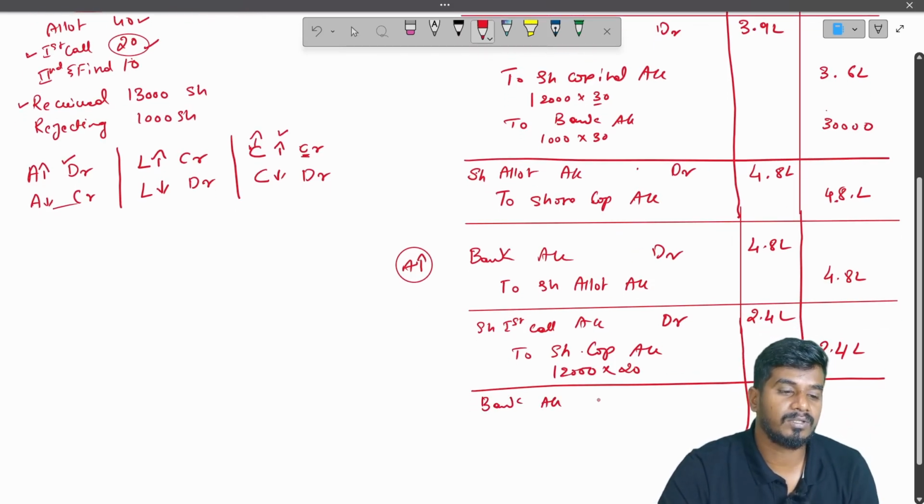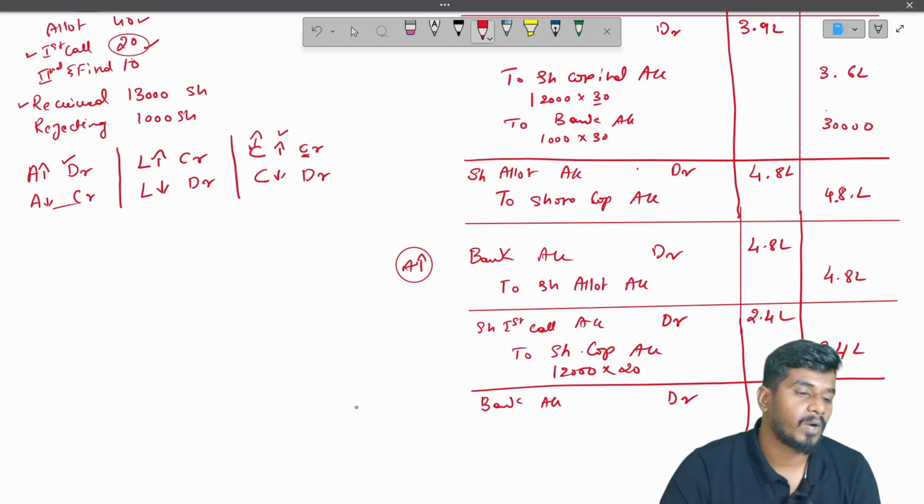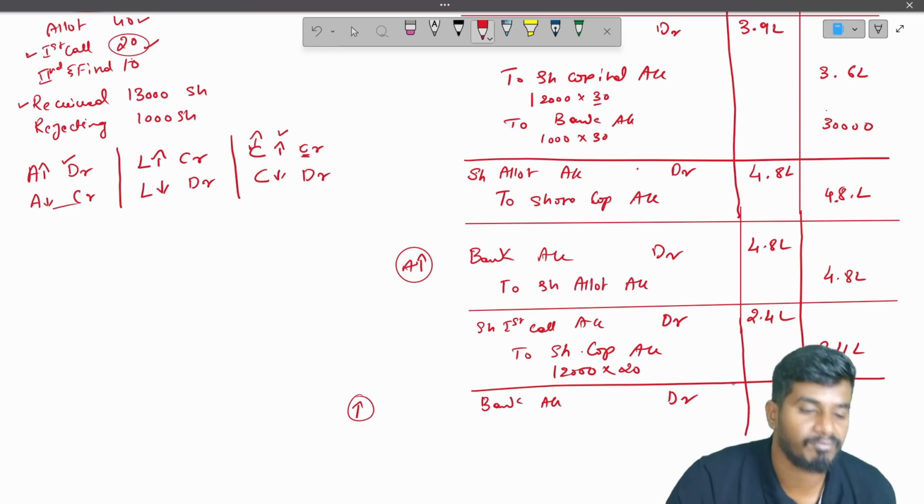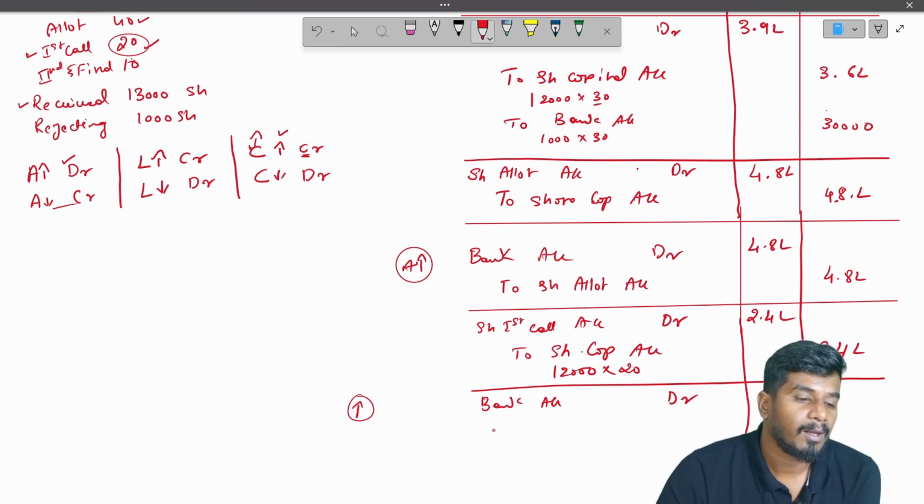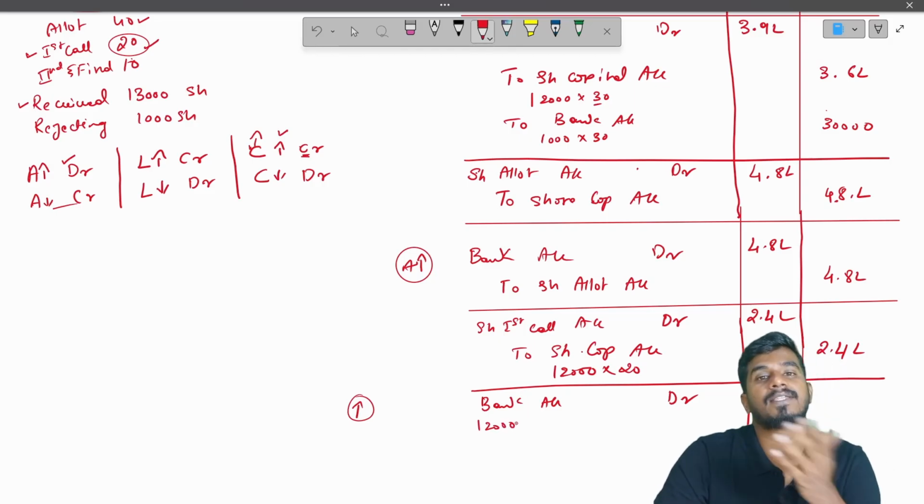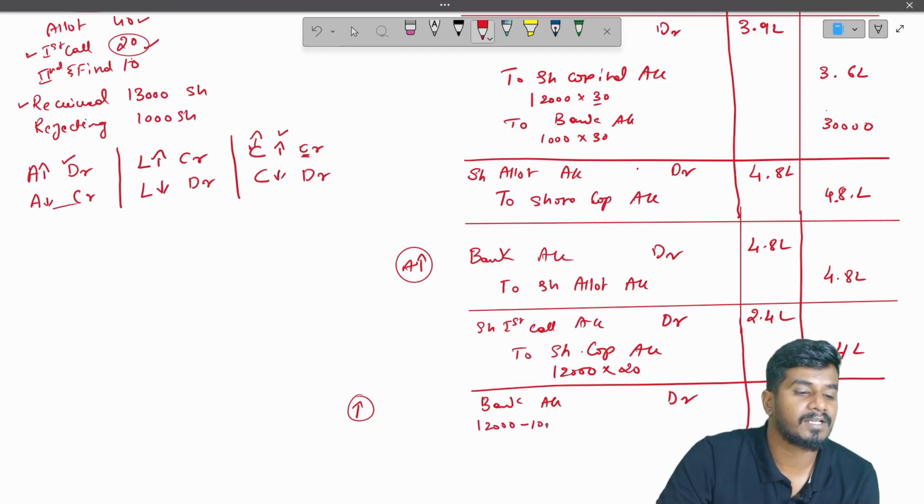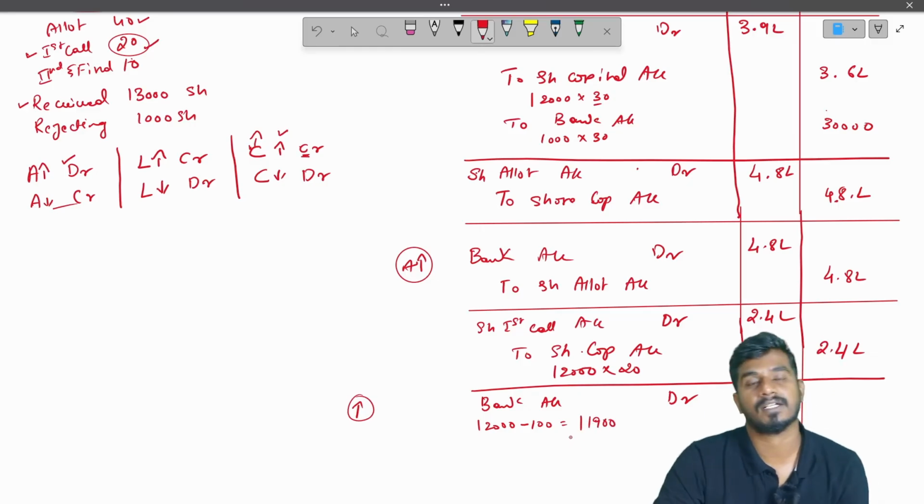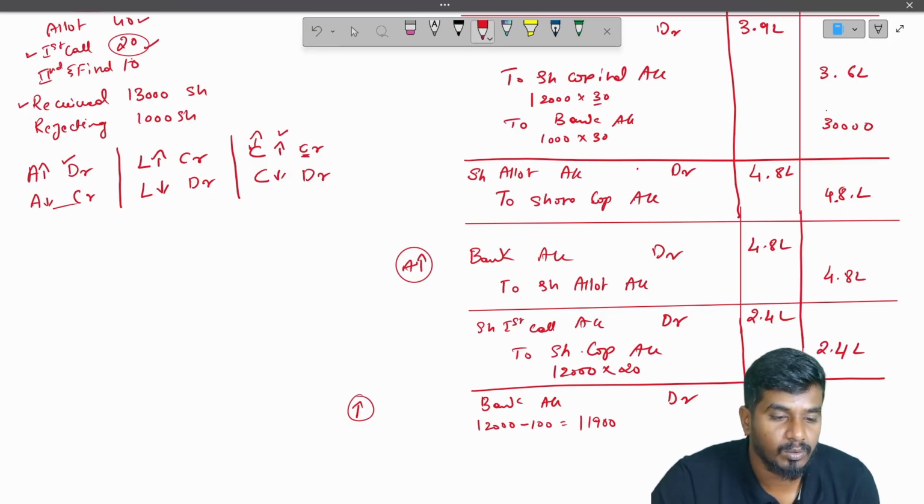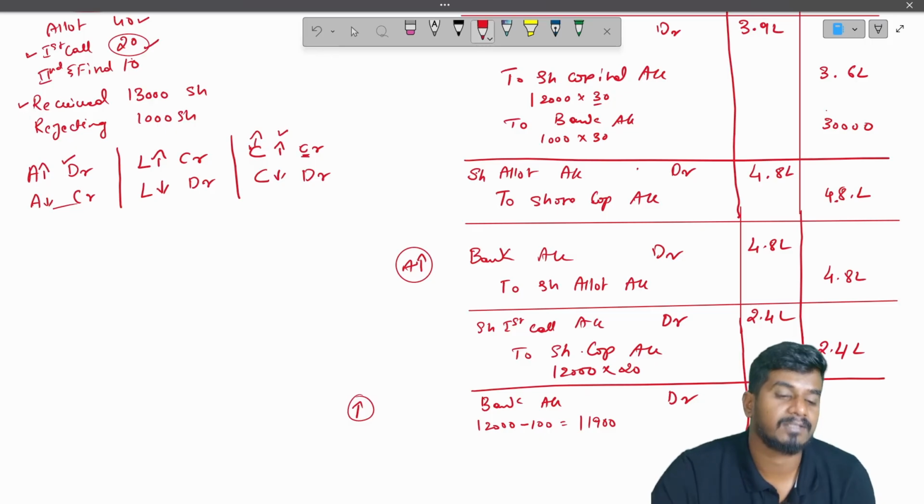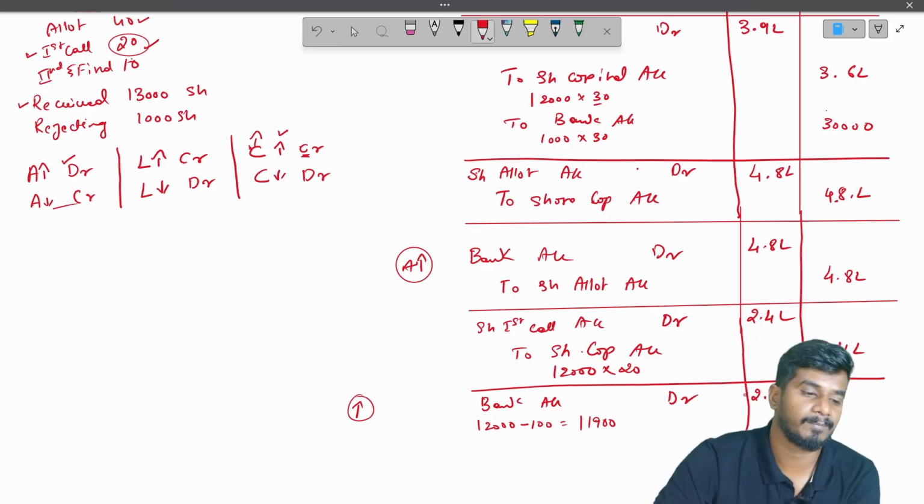Bank account debit. Why? Cash is coming, asset is increasing, so bank will be debit. How much do we need to receive? Out of 12,000 shares, we are not receiving for 100 shares, so minus 100 shares. Remaining, we will receive for 11,900 shares. For 11,900 shares at 20, it is 2.38 lakh, 2 lakh 38,000.